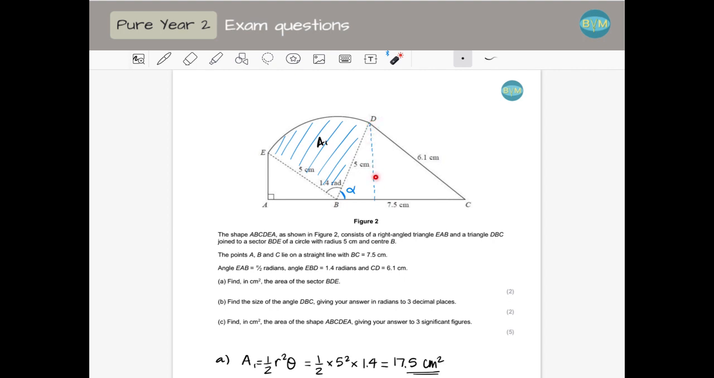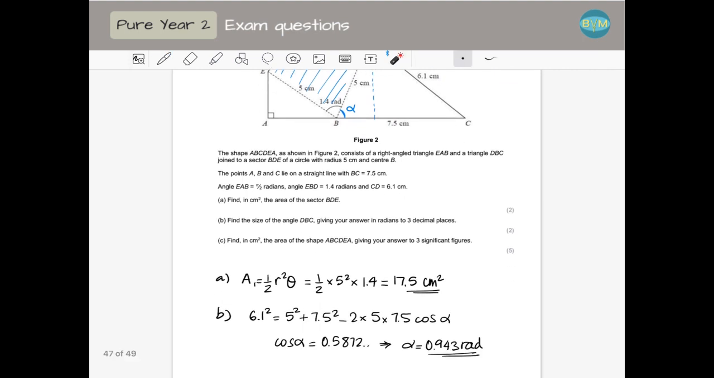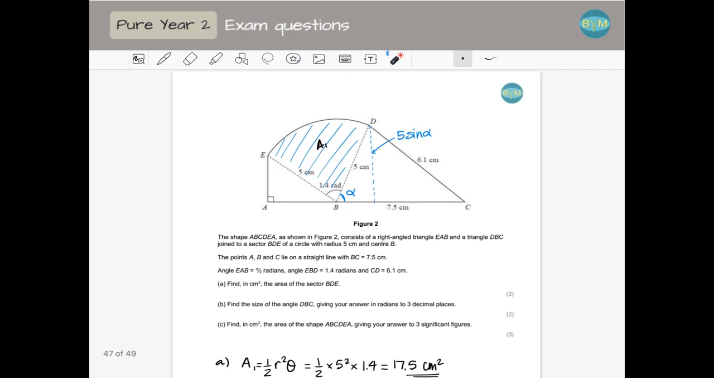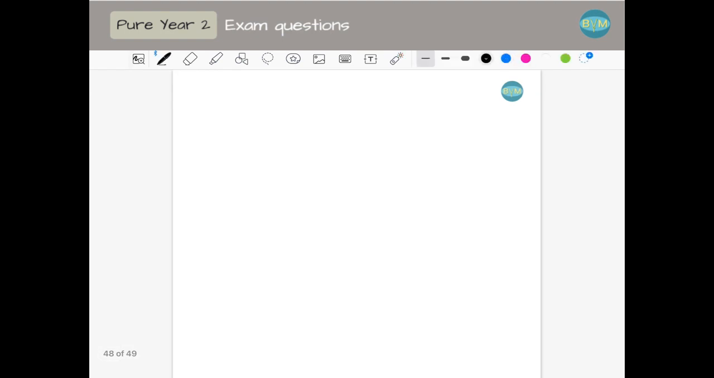And to find the height, we can use 5 sine alpha, because sine alpha is the opposite, which is what I need, divided by the hypotenuse, which is 5. So this side here that I don't know, the height of the triangle, is going to be 5, the hypotenuse, times sine alpha. And I know alpha because I just found it. So we are going to use base times height divided by 2 for the area of that triangle.